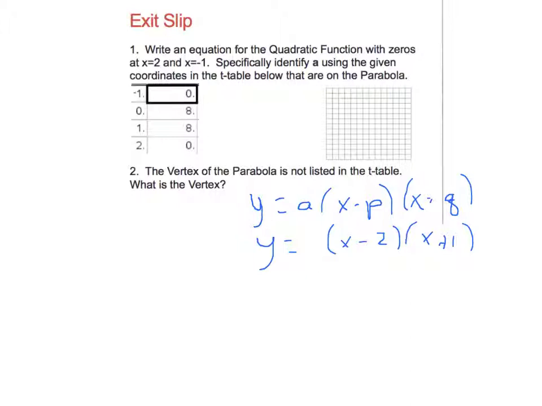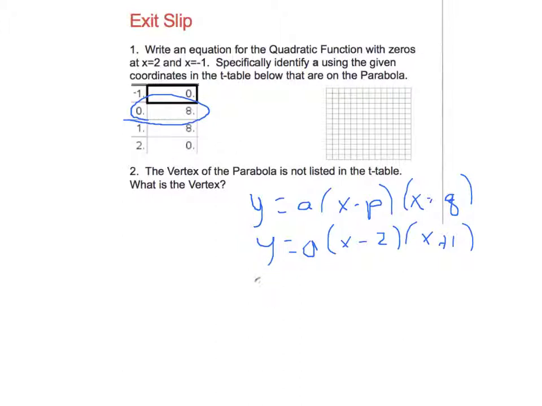We're not going to use the given x-intercepts, so I'm not going to use x equals 2 or x equals -1. So I'm going to choose one more point to use for my x and y values to substitute in to see what the a value is, to solve for a. So if we make those substitutions, the y value is 8.